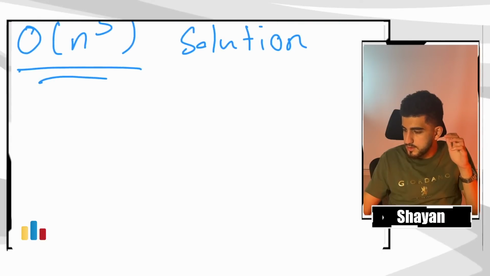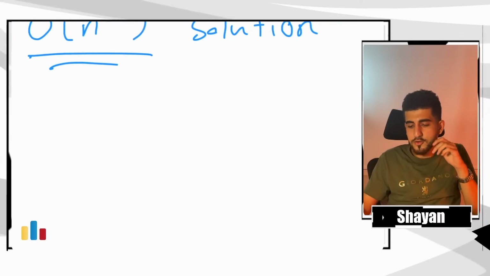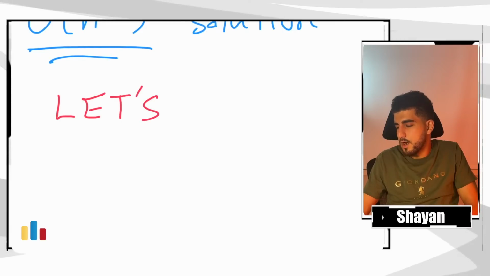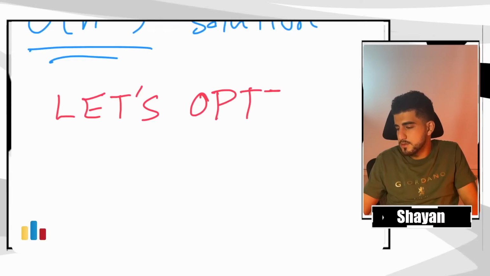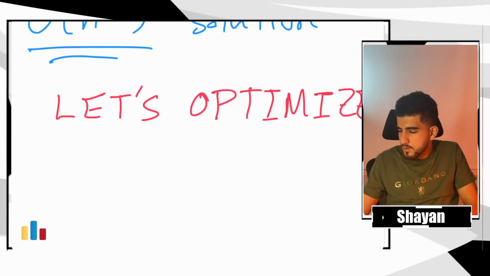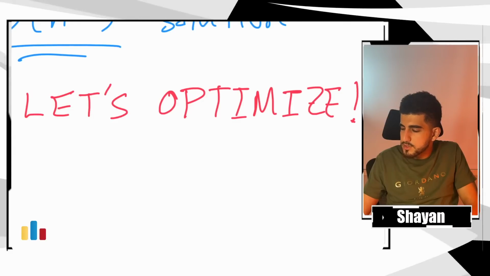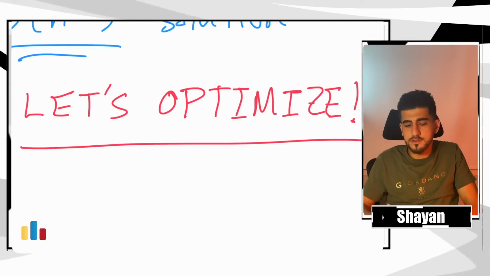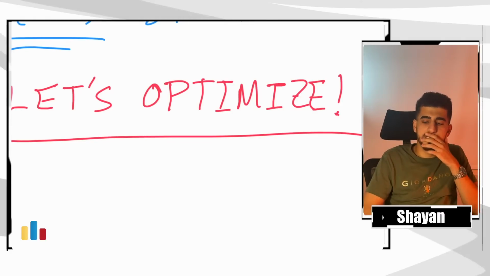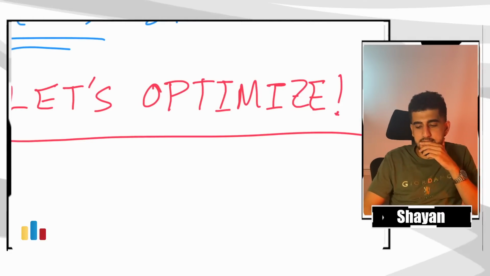Let's see. Okay, so now let's optimize. We want to optimize it now. What is the first idea that comes to your mind in order to optimize this? What is the first thing that comes to your mind? Can anyone share ideas?